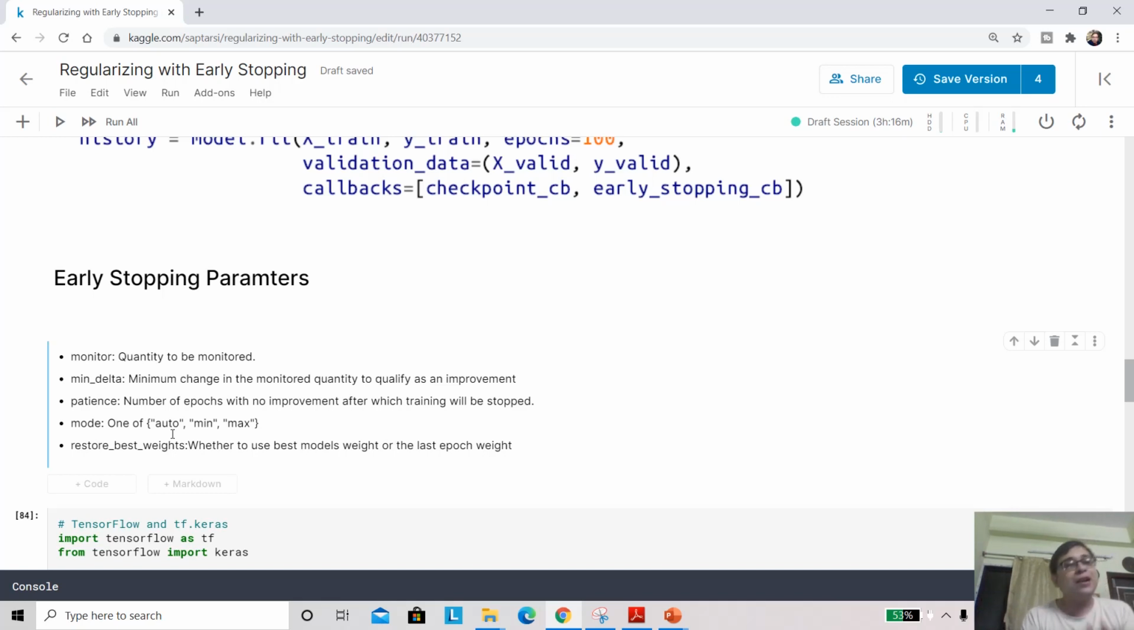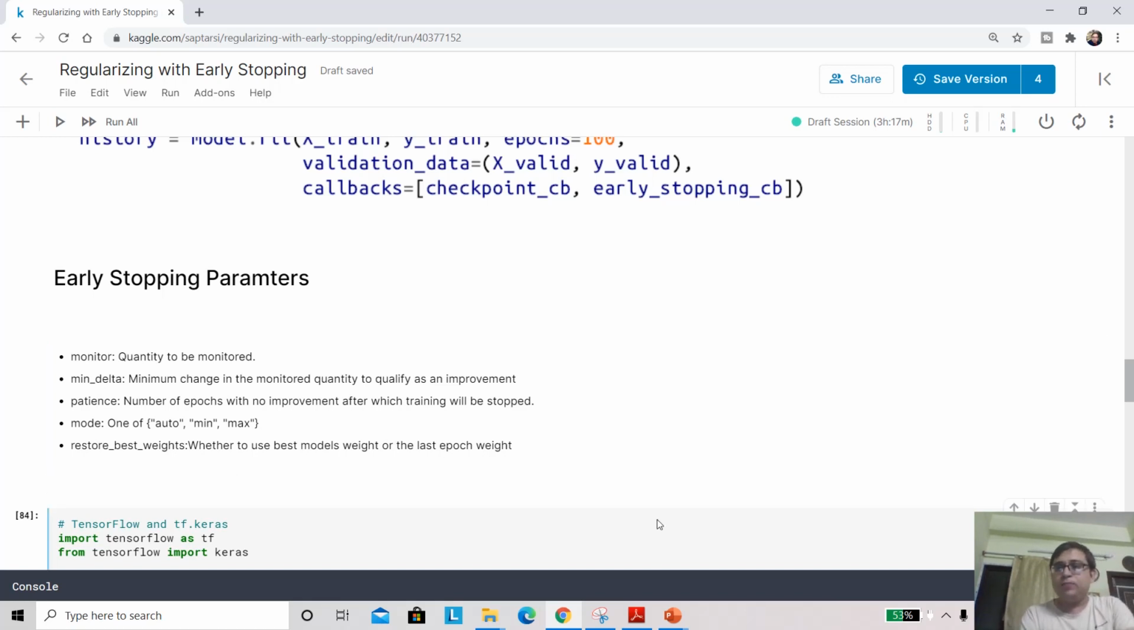Okay. And restore best weights is like, if you are coming out at the patience level of 10 epochs, and your best validation accuracy you got at 8 epochs, then restore best weights, if you set it to true, will take the weights of the 8th iteration, and if you don't set the value as true, it will give you the weight parameters of the 10th epoch.